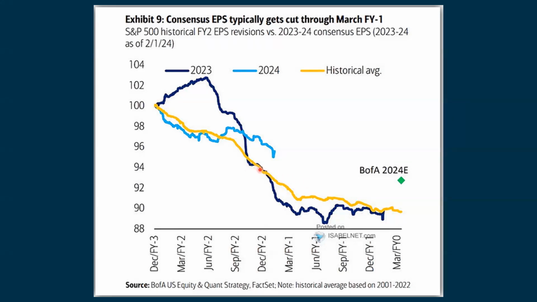And so we see a tendency for things to be revised down. The dark blue line, that's how things were revised lower in 2023, but yet the market still went up anyway. This blue line is as of 2024 and how we're seeing the revisions coming in lower. So this is a very common thing to happen.